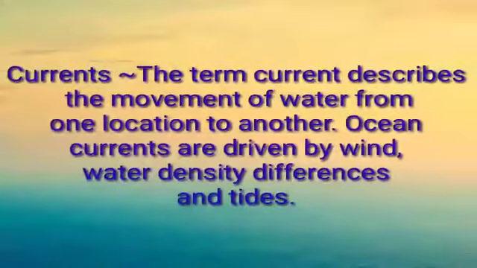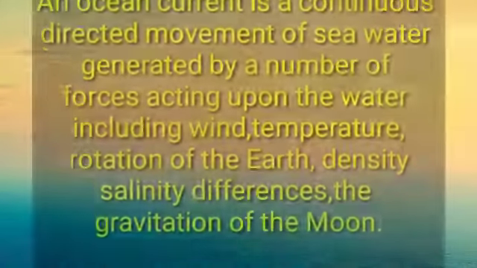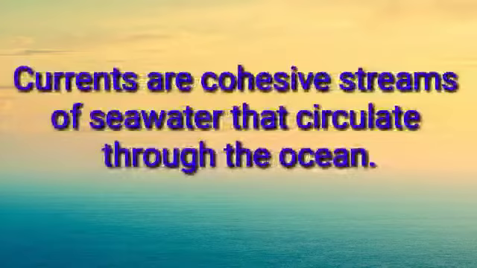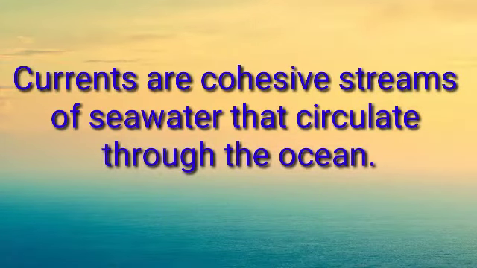An ocean current is a continuous directed movement of seawater generated by a number of forces acting upon the water, including wind, temperature, rotation of the earth, density, salinity differences and the gravitation of the moon. Currents are cohesive streams of seawater that circulate through the oceans.